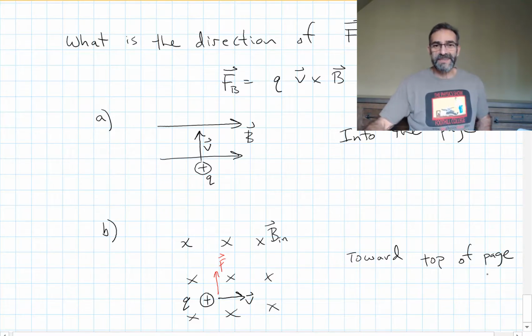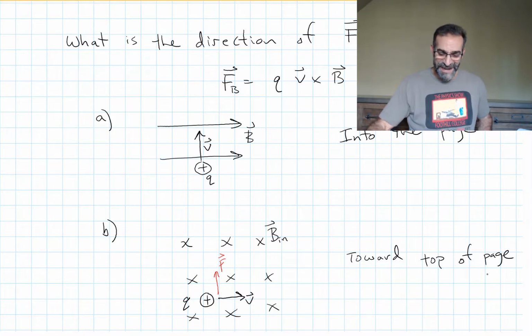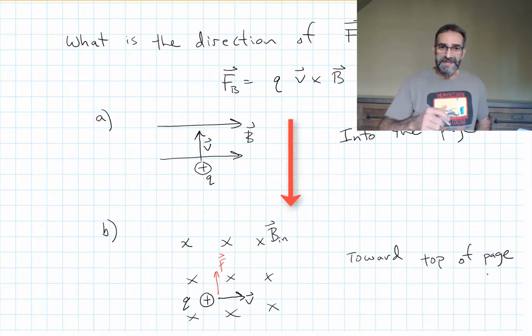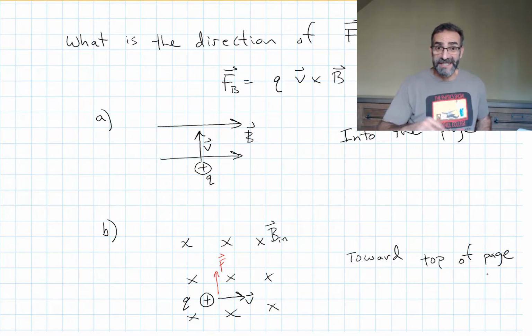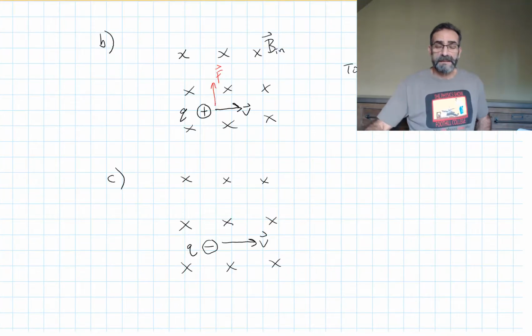I'll try not to use the words up and down. That can be very confusing here. I'll try to use the words top of the page, bottom of the page, left, right, into the page, and out of the page as my 6 directions. Now I've changed one thing. The magnetic field is the same, the direction of the velocity is the same, but I've changed this positive charge to a negative charge. What do you think that does to our force?